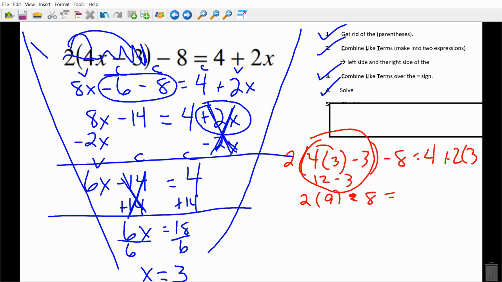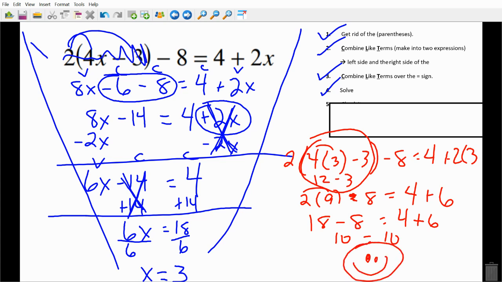And there's our equal sign. We have 4 plus, we have that set of parentheses that we need to distribute to, which is 6. So right here we have parentheses again, so it's 18 minus 8 equals 4 plus 6. 18 minus 8 is 10. 4 plus 6 is 10. Holy smokes, guess what? A lot of work. You're right. Welcome to high school, baby. 10 equals 10, smiley face. We're ready to rock.